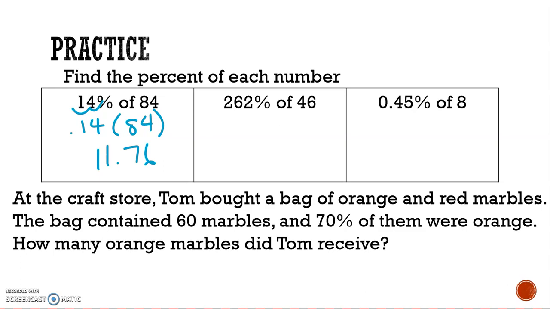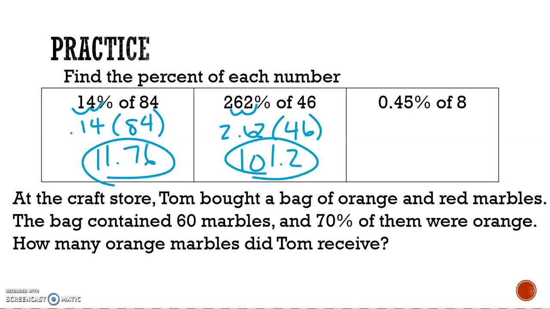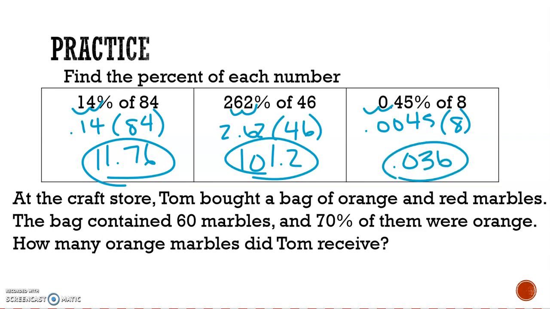And then I'm going to take my second one. I'm going to move this 2 spots. So it's 2.62 times 46 this time. I multiply that together, and that gives me 101.2. And then this one, even though I see the decimal, I still have to move it 2 spots. So really I'm multiplying by 0.0045 times the 8, and it's going to give me a very small number. Since 8 is already small, it's going to be 0.036.